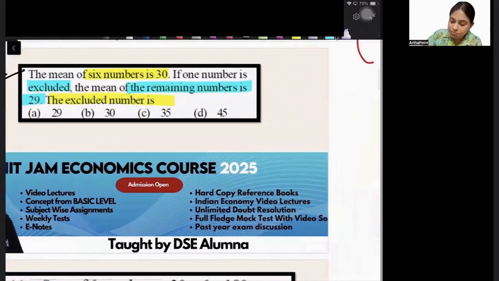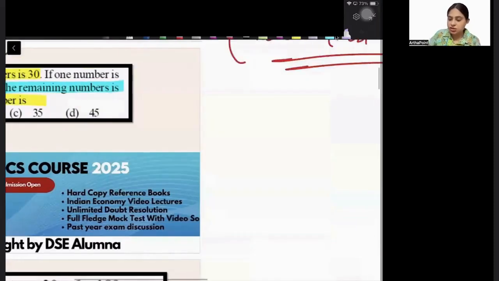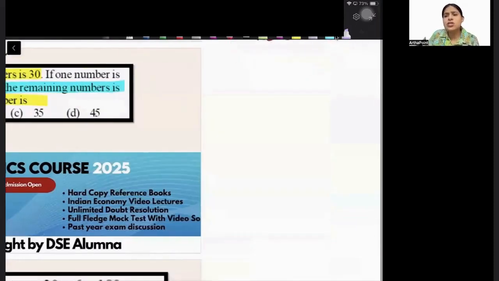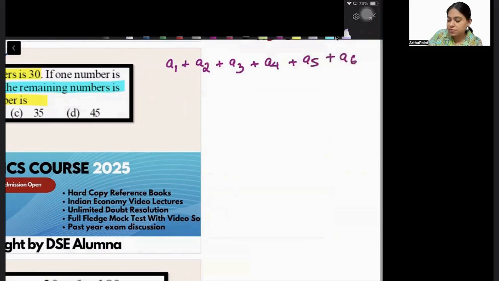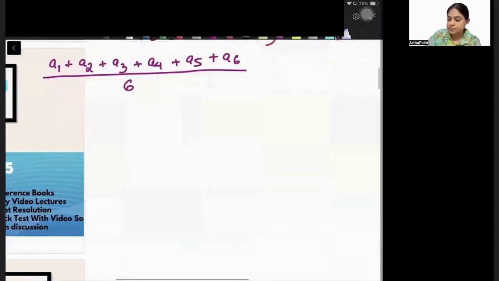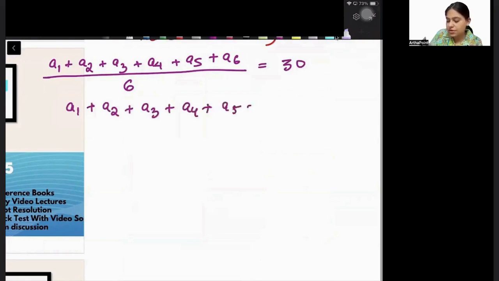Dekho beta. Mean of 6 numbers is 30. So, let those numbers be A1, A2, A3, A4, A5 and A6. So, A1 plus A2 plus A3 plus A4 plus A5 plus A6 divided by 6 is given to you as 30. So what will be A1 plus A2 plus A3 plus A4 plus A5 plus A6 beta? 30 into 6, that means 180.